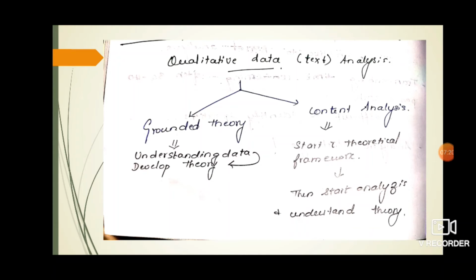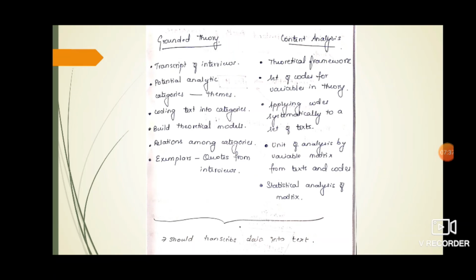Qualitative data analysis can be of two types, that is grounded theory and content analysis. Grounded theory is understanding the data and developing a theory, and content analysis is to start with a theoretical framework and then start the analysis. The difference between the two is that grounded theory works from the transcripts of interviews, and content analysis works from the theoretical framework.